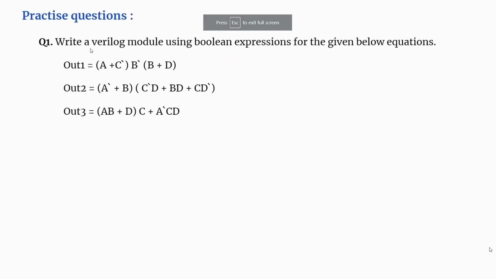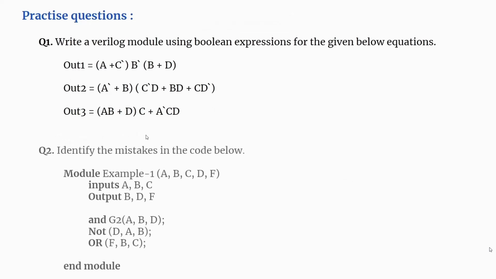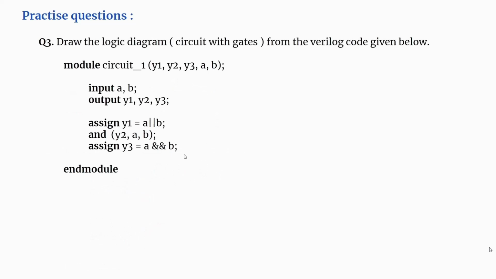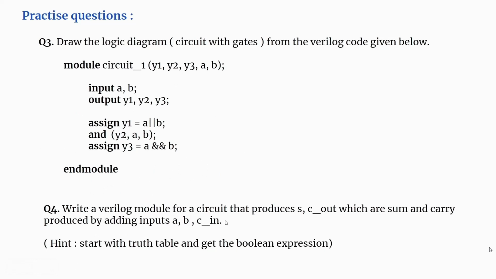In the meanwhile, you can practice these questions. Write a Verilog module using Boolean expressions which has these three outputs. In this question, identify all the mistakes in the syntax. For this given code, try to draw a circuit with gates. And in this question, try to write a Verilog module which gives two outputs S and Cout, which are the sum and carry produced by adding three inputs A, B and Cin. Here is the hint.